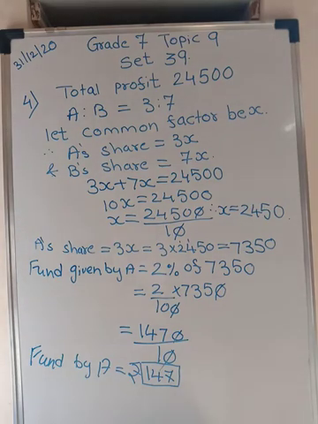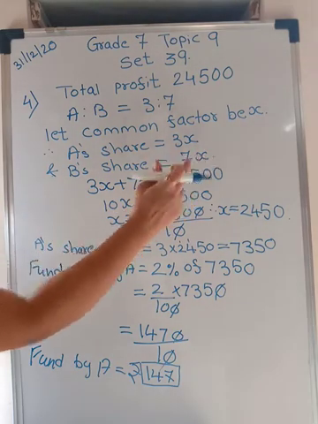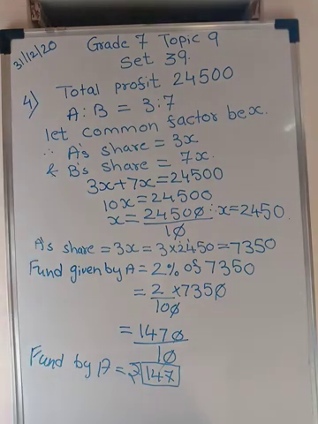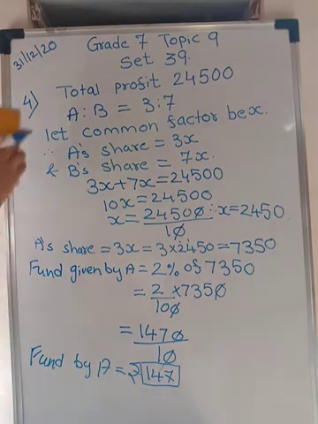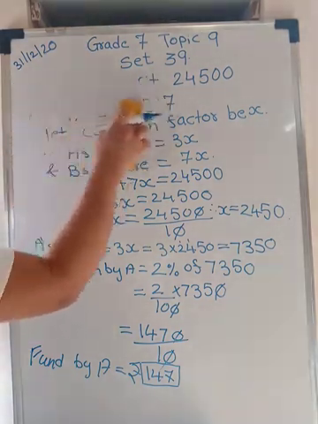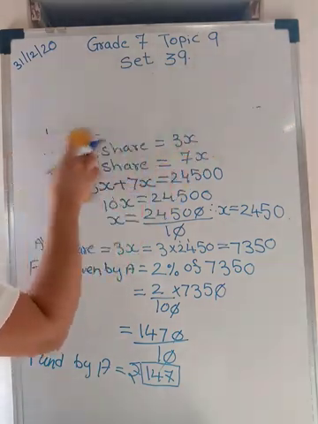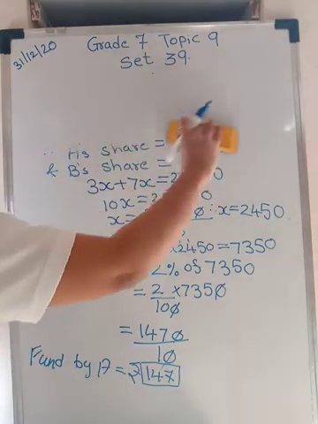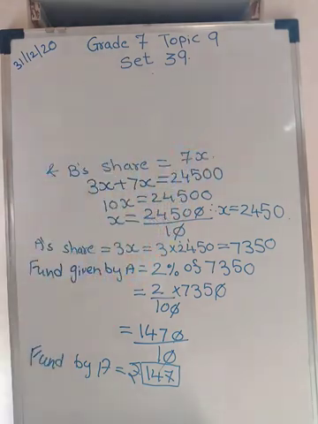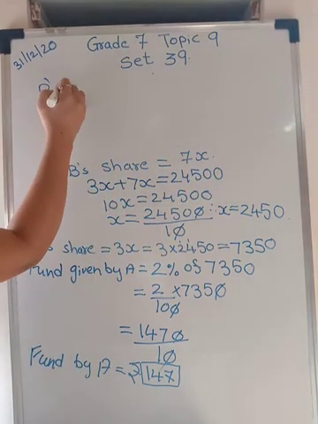So now let's see. B's share is what? 7x. Please pause the video and take this down. I want to erase this part. Alright. So let us calculate now B's profit. So how much profit B is going to get? It is 7x. So we have B's profit now.